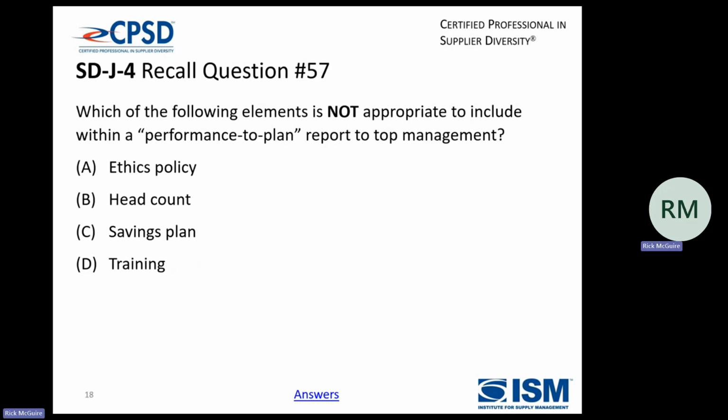All right. Which of the following elements is not appropriate to include within a performance plan report to top management? Ethics policy. Headcount. Performance plan, that's going to be in there. Savings plan, that's going to be in there. Training. Yeah, I'd say the one that's not is ethics. Not that you wouldn't have them, but you just wouldn't report it in a performance plan.